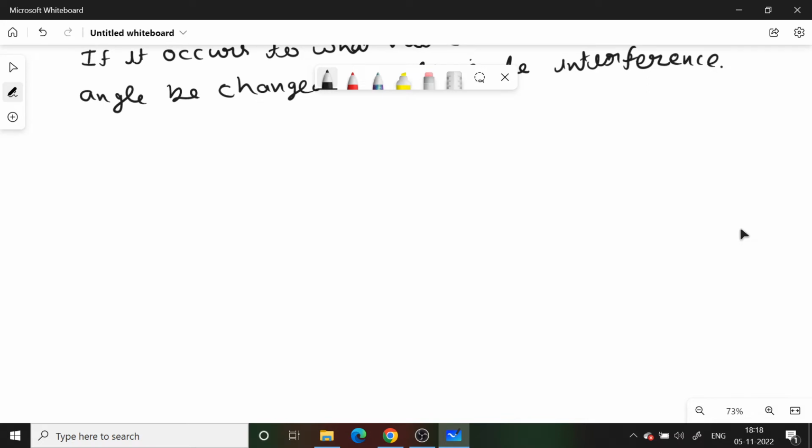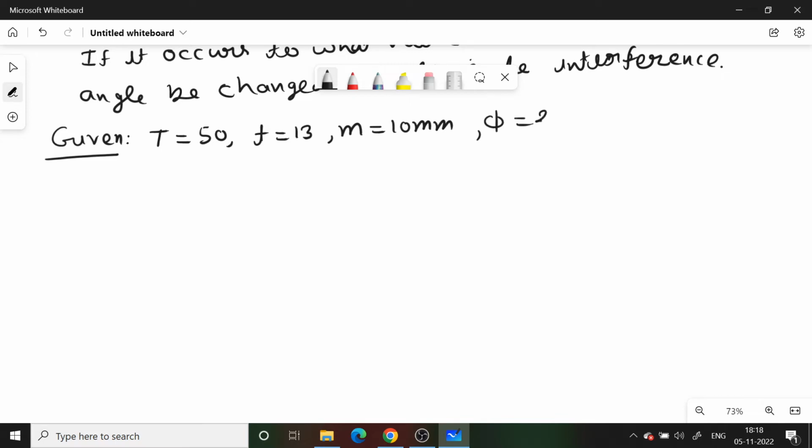Okay. So first of all, given: total number of teeth of wheel is 50, total number of teeth of pinion is 13, module is given 10 mm and pressure angle is given 20 degree. Addendum is equal to one module, which is 10 mm.